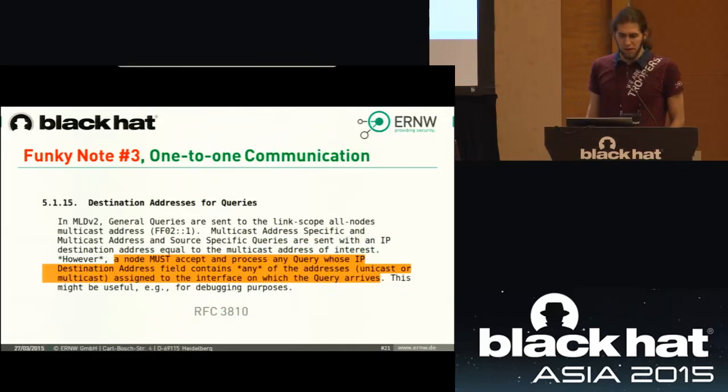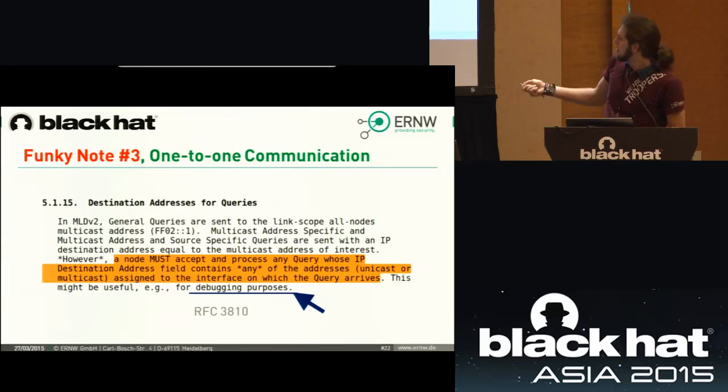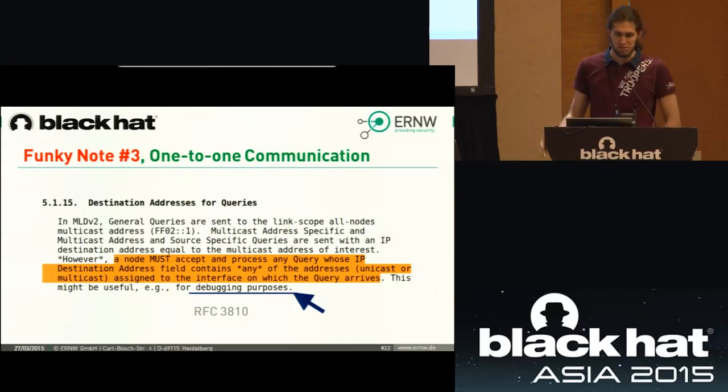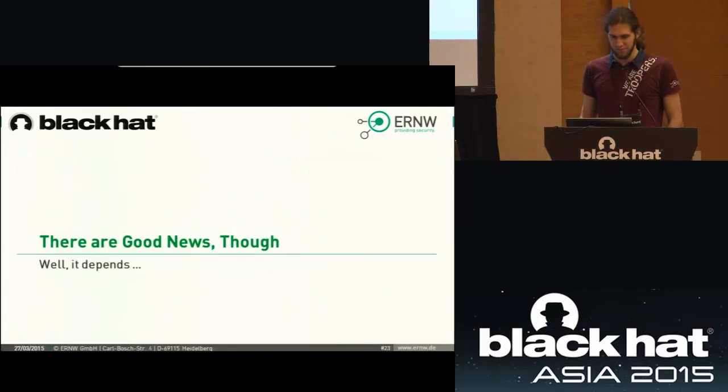And funky note three: we saw in the main RFC that every node has to accept every querier message on all addresses on the interface. So basically MLD is working over multicast, but we can even have one-to-one communication on the local link. And the RFC says, okay, this is for debugging purposes, but we will see that as well.